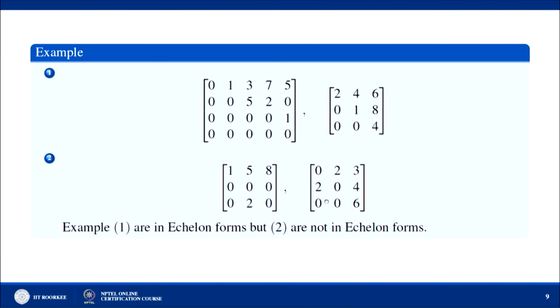So, this is not an echelon form, because it must be on the right side. If it is 0, then we have to make 0 here to make it an echelon form. Okay. So, this is not an echelon form. Now, let us try this example, that how we can make it an echelon form of the matrix.